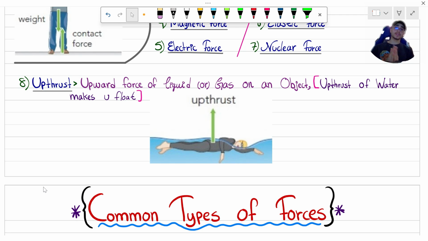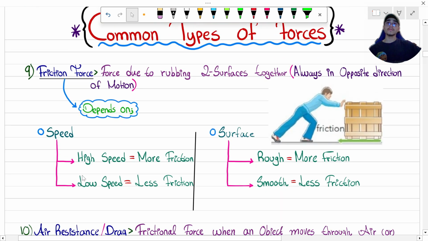Upthrust is like the contact force in fluids. So when you're swimming or when you're back floating in water, gravity, the weight, is pushing you down, and the upthrust of the liquid or fluid is pushing you back up. Like we see this person here who is swimming, the upthrust is helping this person to stay and float on the water.